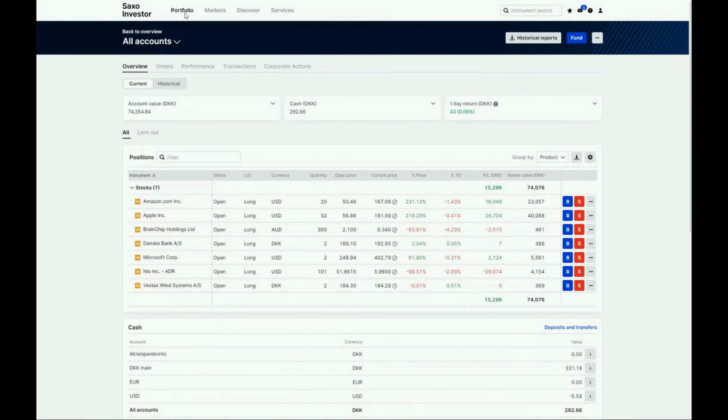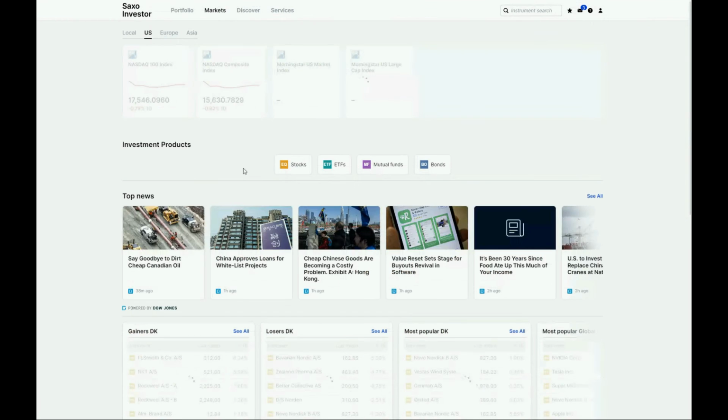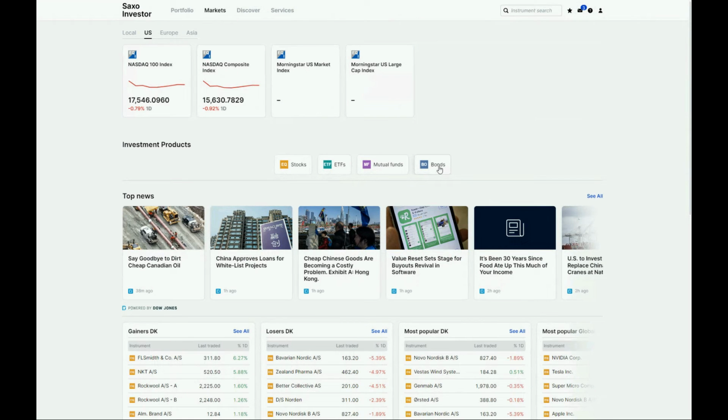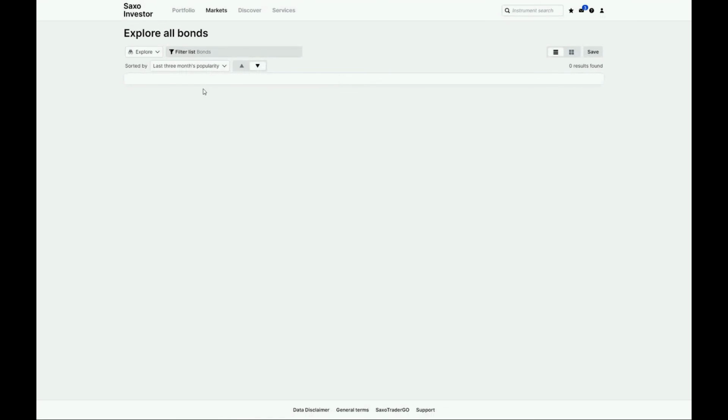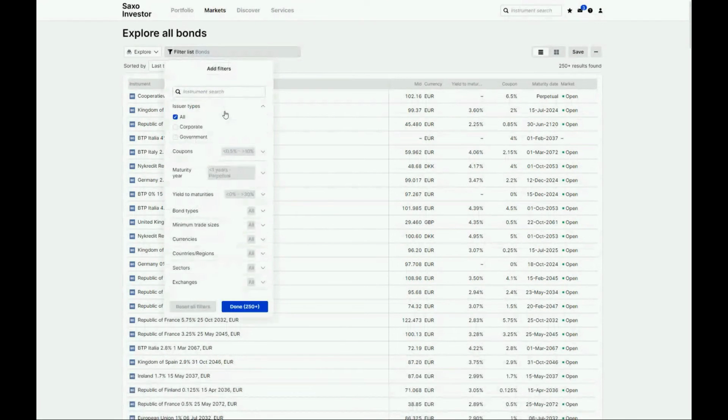The last thing I think I need to mention is, of course, you can do the same thing with mutual funds. Of course, you can do the same thing with bonds. Something that could be relevant with bonds, when exploring them through the screener list, is to look at whether it's a corporate or government bond.